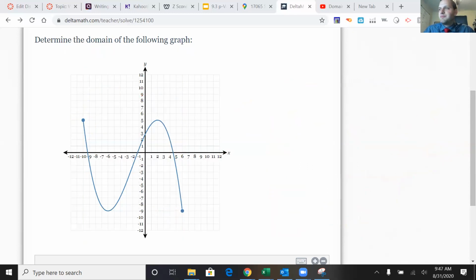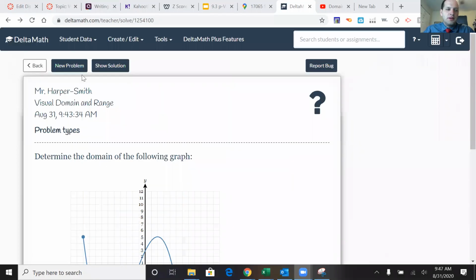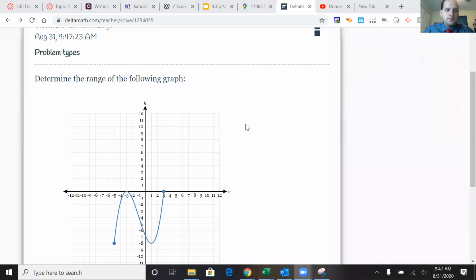Let's try another problem. Okay. Scroll up, new problem. All right, determine the range of the graph.